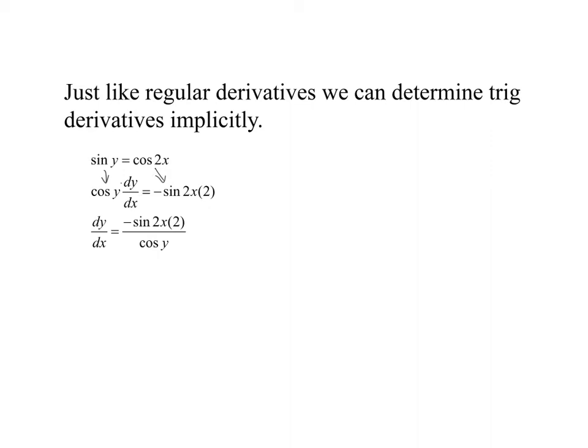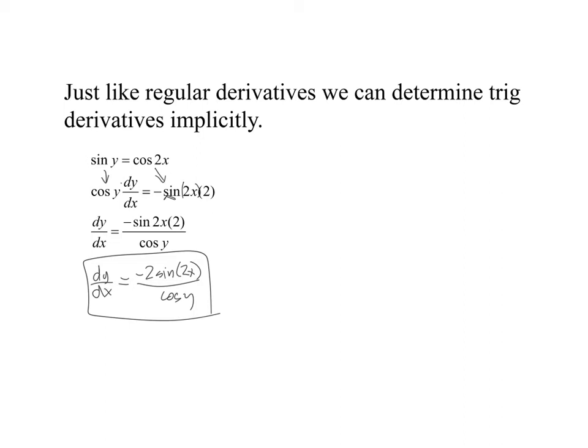Cosine turns to negative sine. The derivative of 2x is 2, so that's why we had to times by 2. It'd probably make more sense to put that 2 in front. So let's rewrite our final answer as, if we move this 2 to the front, we basically get negative 2 sine 2x divided by cos y.